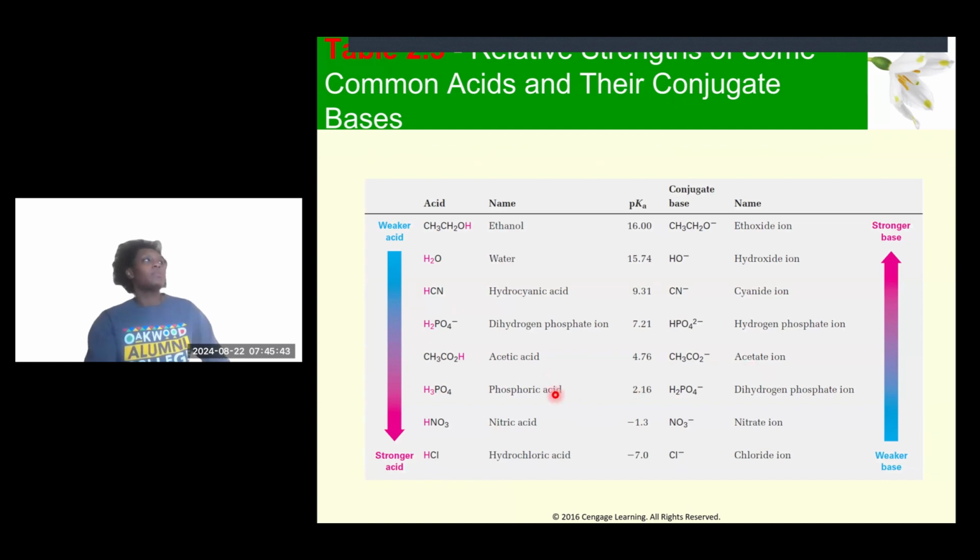So here are some common acids and their conjugate bases. Here you have ethanol, which is a weaker acid, which means you know that the conjugate base is going to be strong. Whereas when you have a strong acid, the conjugate base is going to be weak. Okay, so strong acid, weak conjugate base. Strong base, weak conjugate acid.